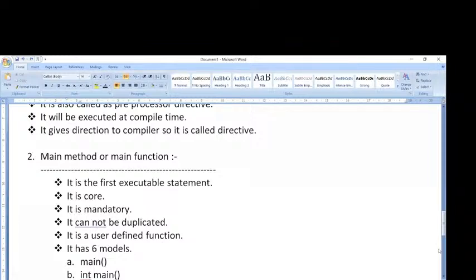Processing statements explain three things. One is what to do. Second is when to do. Third is how to do.